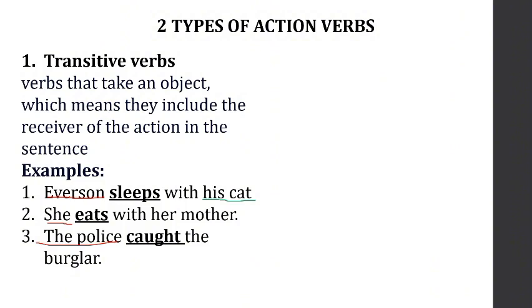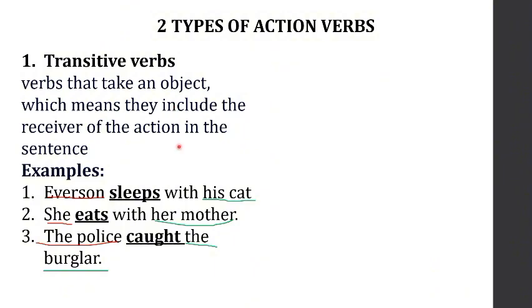Same is true with the second one. Who is she eating with, or who does she eat with? It's her mother. And the last one is who did the police catch? That is the burglar. So if you can notice, each of the sentences that I've given under transitive verbs are sentences that include the direct object.